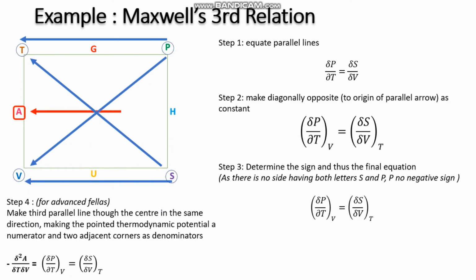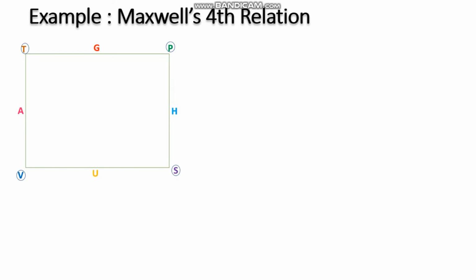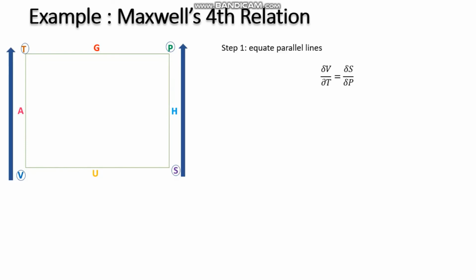Step 4, for advanced fellas. Make a third parallel line, through the center in the same direction, pointing the thermodynamic potential A as numerator and two adjacent corners T and V as denominators. Hence we get del 2 A whole divided by del T and del V. Here, this term has a minus sign to it, but it doesn't have S and P together. While you think about it, let's solve the last Maxwell's thermodynamic equation.